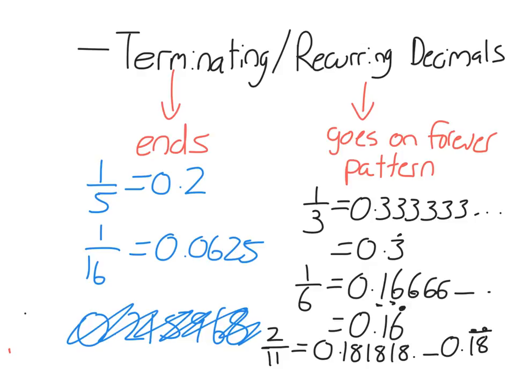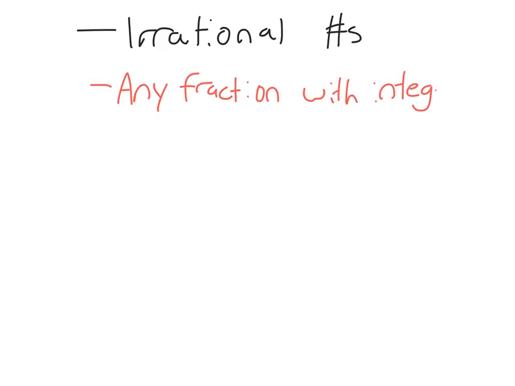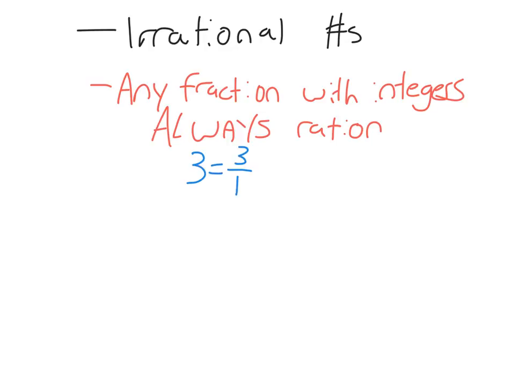So you also need to know irrational numbers. What you need to know for irrational numbers is what they are, and you need to be able to tell whether or not a number is irrational. So any fraction with integers, remember integers means whole numbers, is always rational. Always, no exceptions. So the number 3, because I can write it as 3 over 1, is rational, not irrational. Same with any whole number.